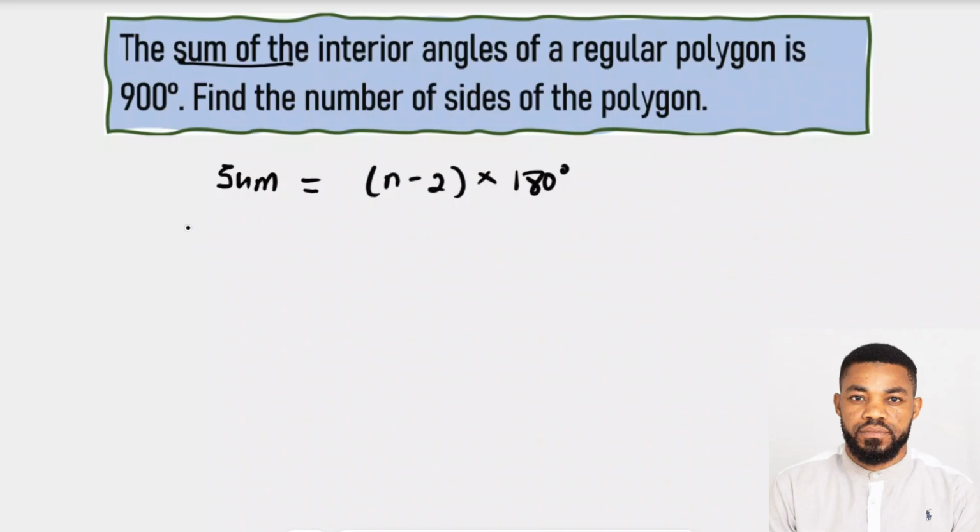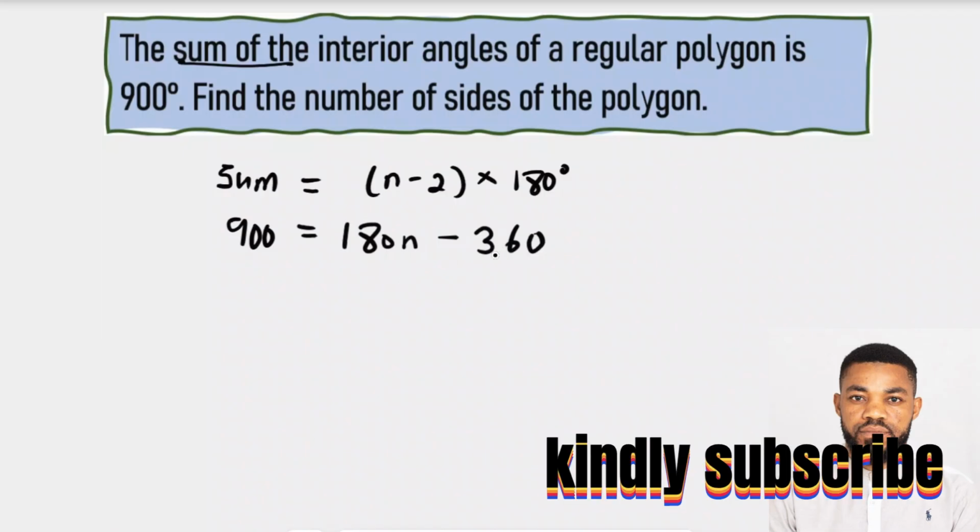Now in this case, the sum of the interior angles has been given to be 900. So I just have to write 900 degrees to replace the sum. That is equal to this. This part can be expanded. This is a coefficient, so we can just multiply by the terms in the bracket. So 180 times n will give me 180n. So negative 2 times 180 will give me negative 360. So this is what we have.